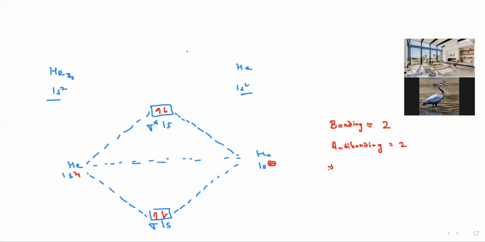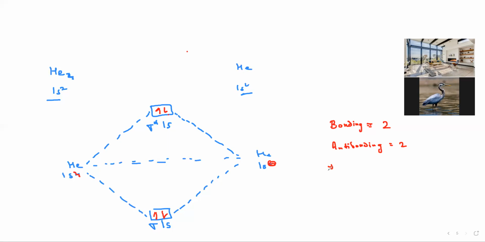Diamagnetic means it is weakly repelled from the magnetic field, right? So what is the meaning of diamagnetic? When it is weakly repelled. And what is the meaning of paramagnetic? When it is weakly attracted. So if you see any unpaired electron or anything vacant, if something is not paired, you will say it is paramagnetic. But if everything is paired, then you will say it is diamagnetic, right?